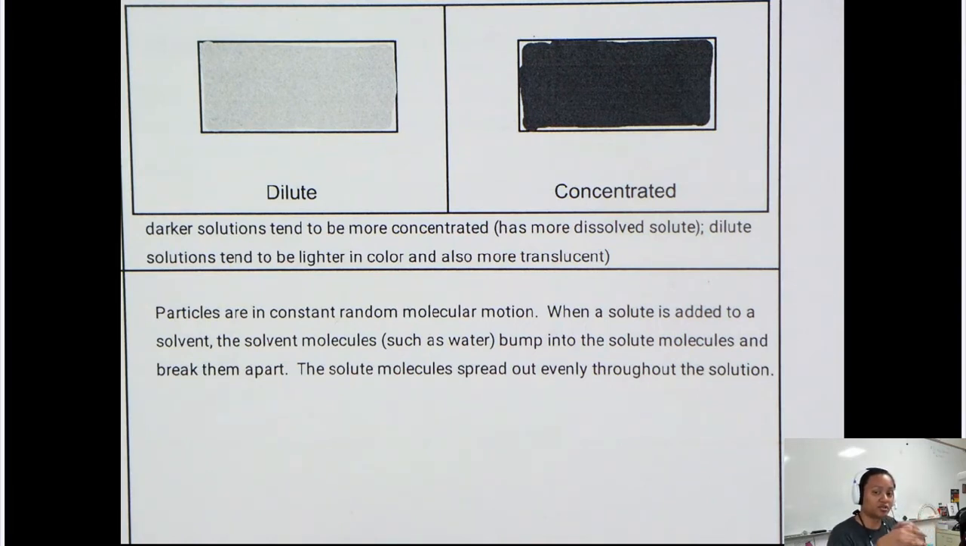So think about these molecules as they're moving around, they tend to bump into each other, all right? They have an energy. The more energy they have, the faster they're moving, and they're going to be bumping into each other a little bit harder. So when a solute is added to a solvent, the solvent molecules, such as water, bump into the solute molecules, and it's going to break them apart. And then as the solute is broken apart, the particles spread evenly throughout the substance, which is called what kind of solution now? Since it's evenly spread throughout, what's the word? Homogeneous. Okay, so this is how your homogeneous solution is being created.